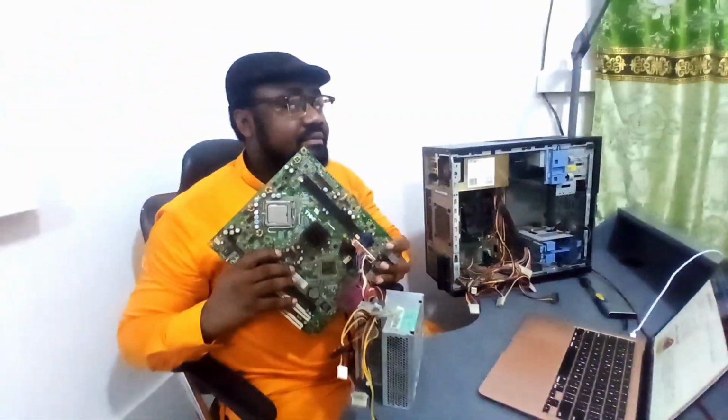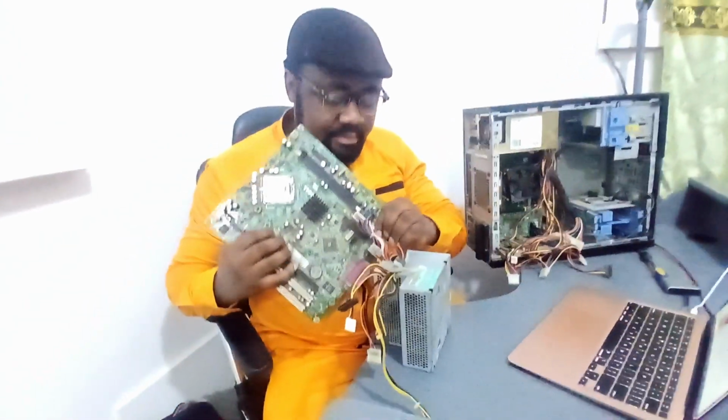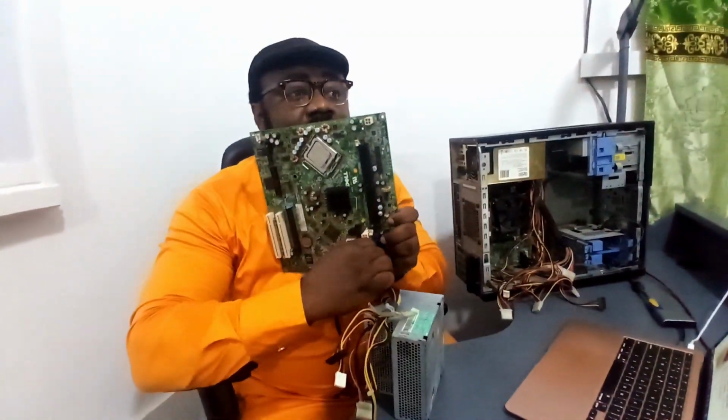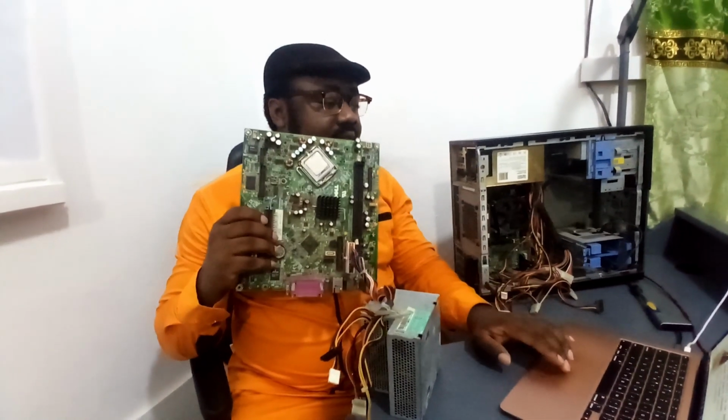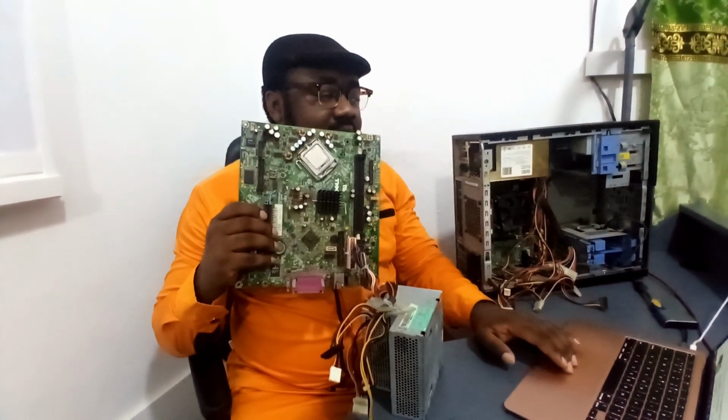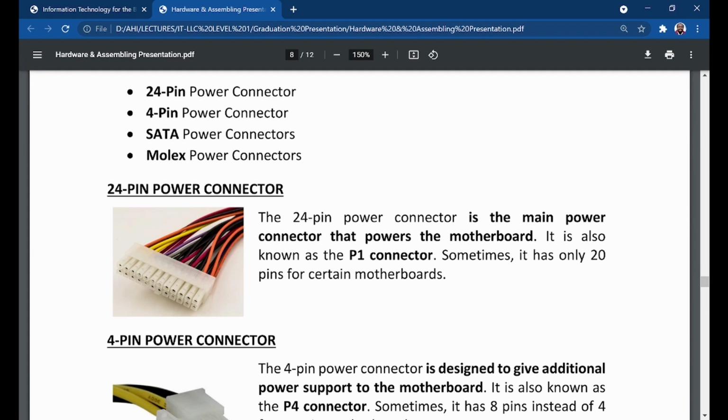Have you seen it? So this is what power is for: the motherboard. Listen, the 24-pin power connector, can you see the screen? The 24-pin power connector is the main power connector that powers the what? Hello, can you see on the screen? It is the main power connector that powers the motherboard. It is also known as the what? P1 connector.